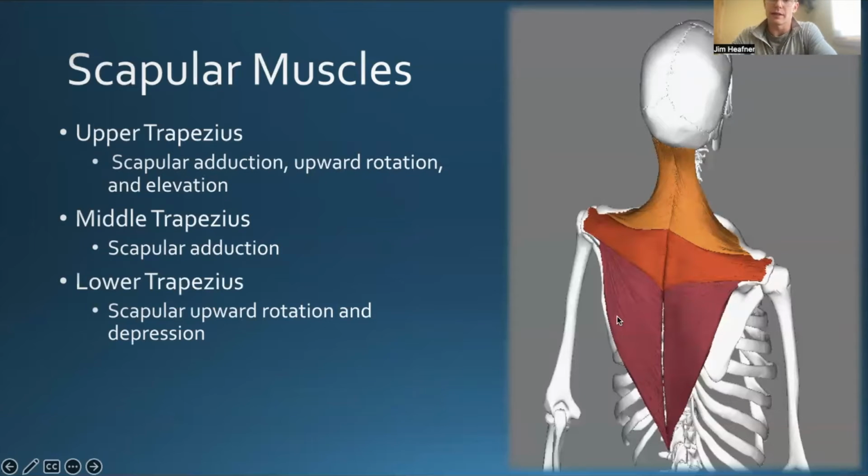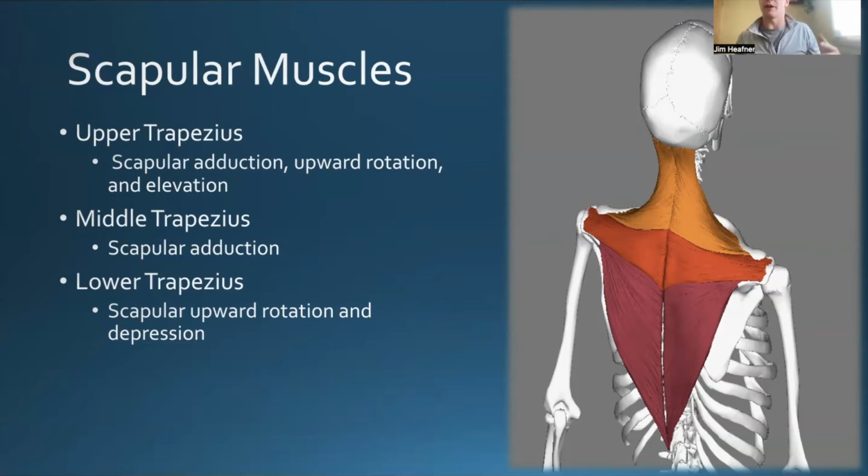Next, what overlays the rhomboids and the levator is the trapezius muscle. So we have our upper trap, which we typically think about as the person who's shrugging up like this. The upper trap functions in adduction, upward rotation, and elevation. So it's similar to the levator scapulae, except that the upper trap is an upward rotator. That's important at the top for overhead elevation because it pulls the scapula into upward rotation. Whereas if someone's too rhomboid dominant, it's going to draw them into downward rotation of their scapula.